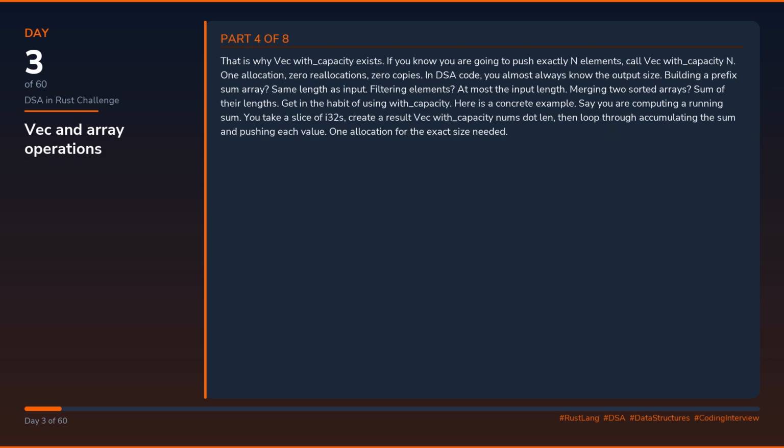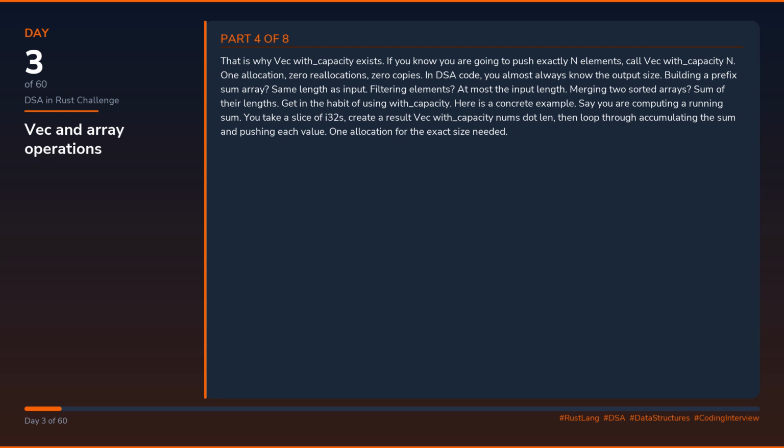That is why Vec::with_capacity exists. If you know you are going to push exactly n elements, call Vec::with_capacity(n). 1 allocation, 0 reallocations, 0 copies. In DSA code, you almost always know the output size. Building a prefix sum array, same length as input. Filtering elements, at most the input length. Merging 2 sorted arrays, sum of their lengths. Get in the habit of using with_capacity.